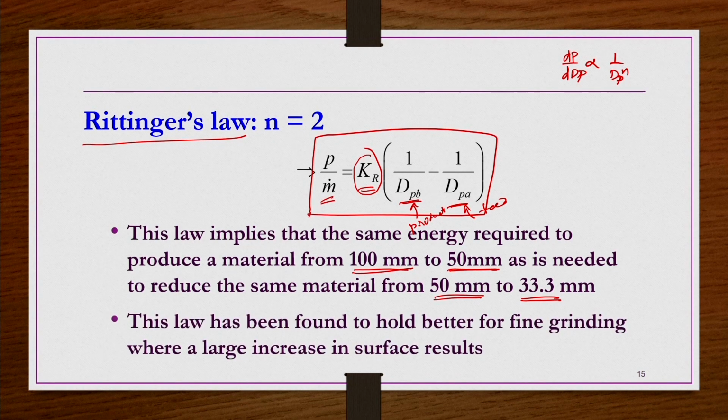And this law has been found to hold better for fine grinding, where a large increase in surface results. Okay. So wherever you have fine grinding, it is better to use Rittinger's law in general, to have better reliability. These things one finds from the experience of different equipments and different types of materials. So in general, if you need to do the power requirement calculation for fine grinding, it is better to use Rittinger's law.